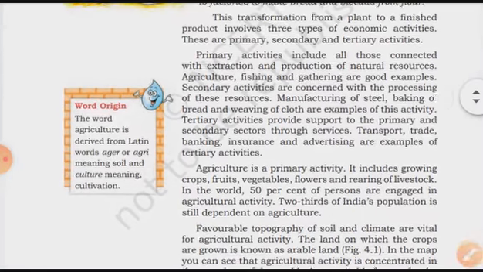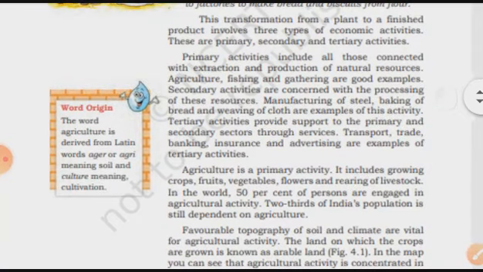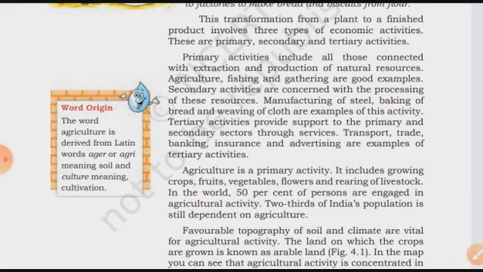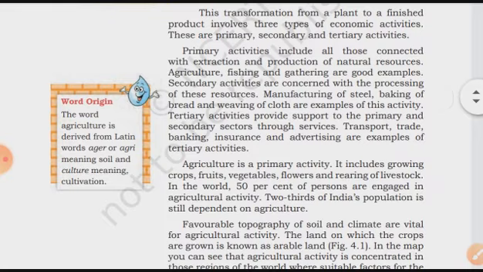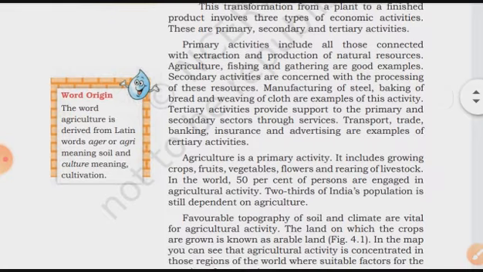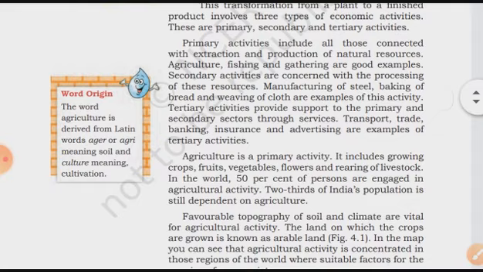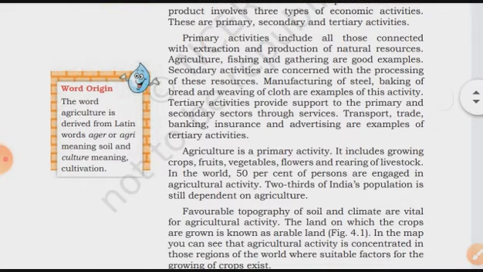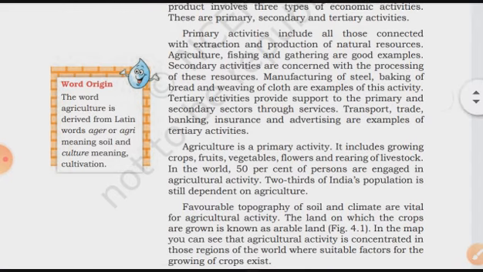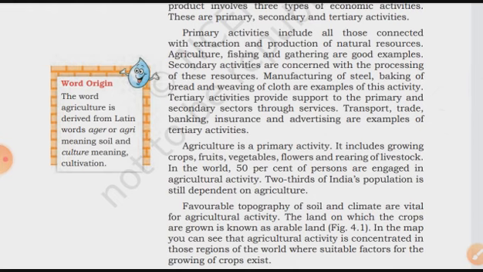Primary activity includes all those connected with the extraction and production of natural resources. Agriculture, fishing and gathering are good examples of primary activities. It means whatever production activities are done by us come under primary activities, like agricultural activities, fishing and gathering. These are all good examples of primary activity.